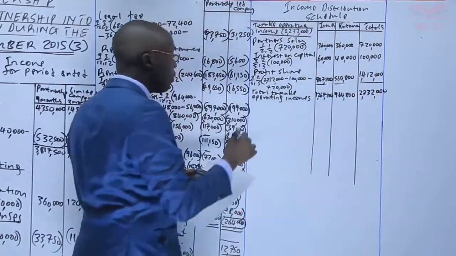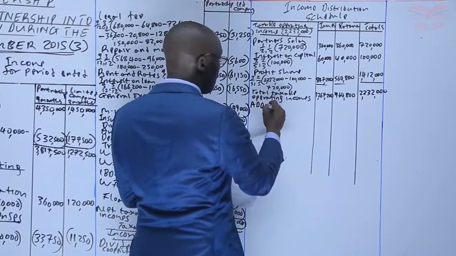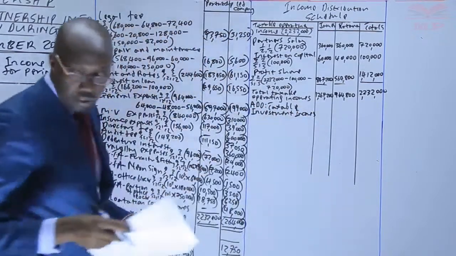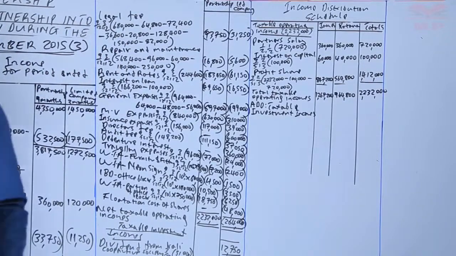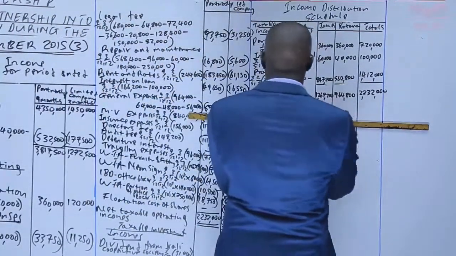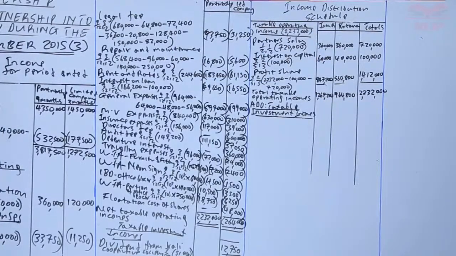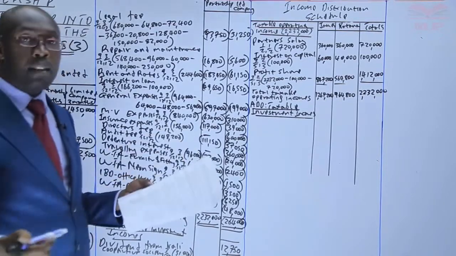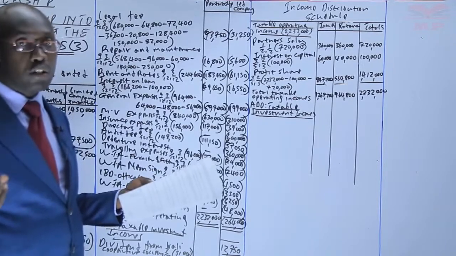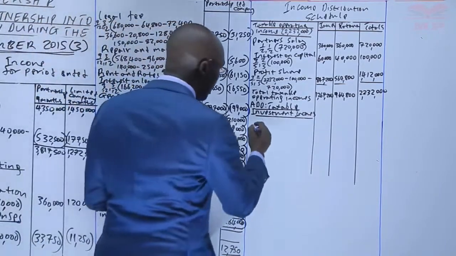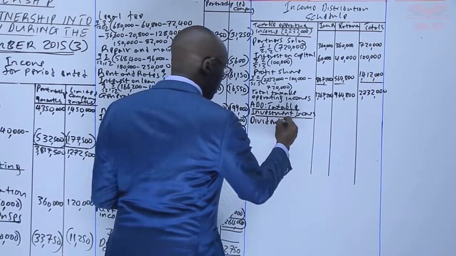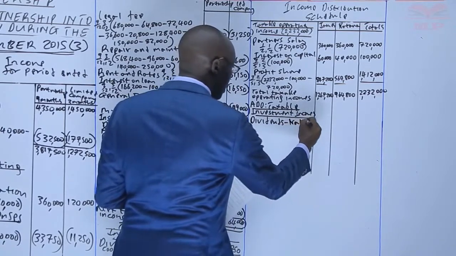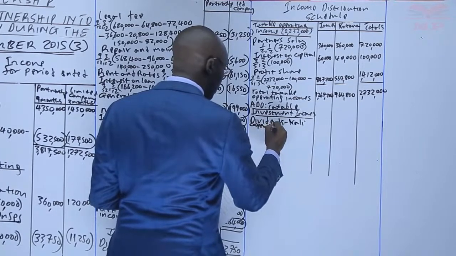So after that, we said we normally add the taxable investment income. Here we only had one investment income, that is the dividend from the cooperative society, which we said is an unqualifying dividend. Withholding tax is not final, so it should be taxed further. So we come here and say dividend from the Kali Cooperative Society.